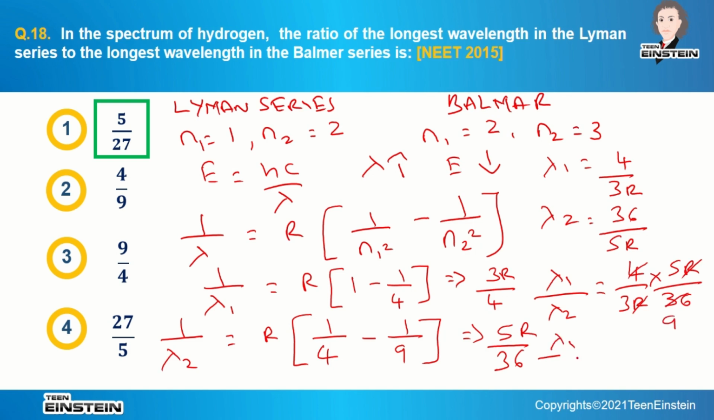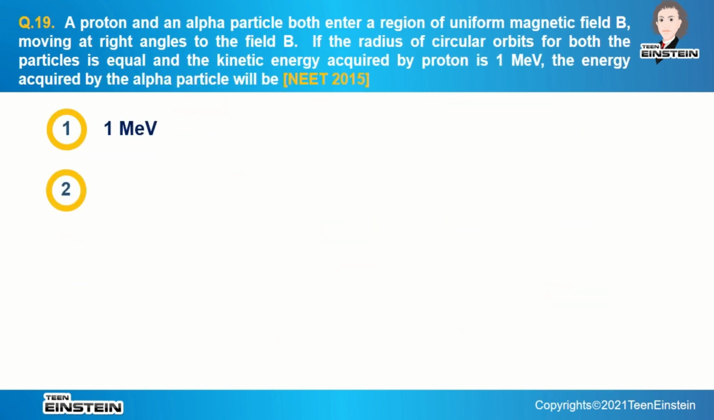So the ratio lambda 1 by lambda 2 will become 5 by 27. So the correct option is option 1. The ratio of the longest wavelength in the Lyman series to the longest wavelength in the Balmer series is given by 5 by 27. Okay, so we'll move on with the next question.